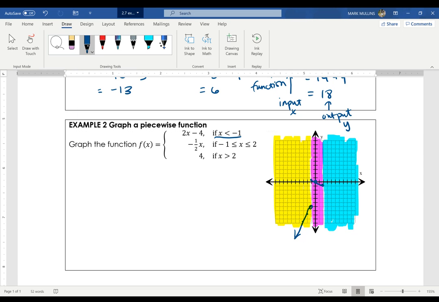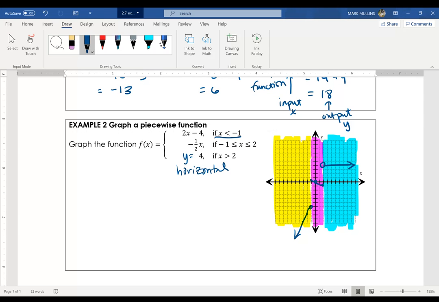So now it just says 4 when x is greater than 2. So remember, this just means y equals 4. That's going to be a horizontal line, but it's only when x is greater than 2, so only in that blue region. So 1, 2, 3, 4, I would make an open circle here because it says greater than and not or equal to, and then I would have a line that goes to the right.